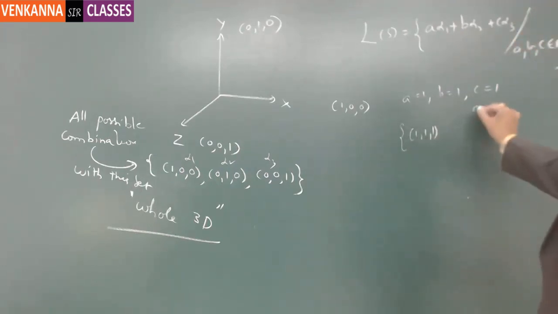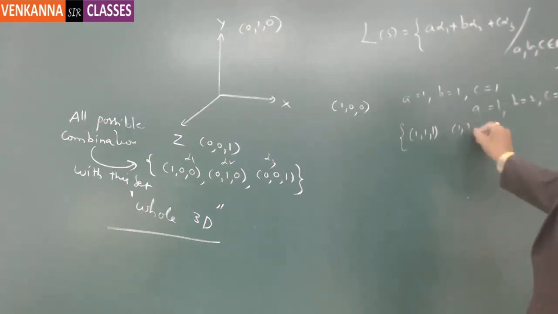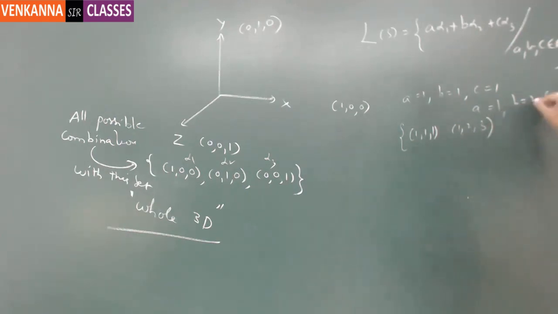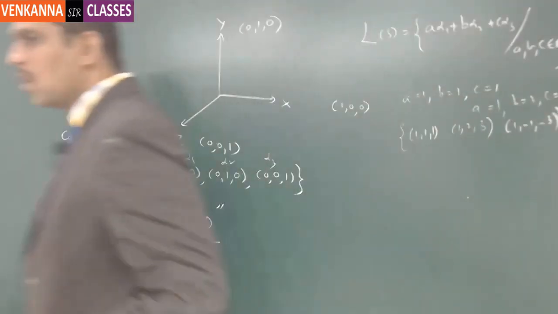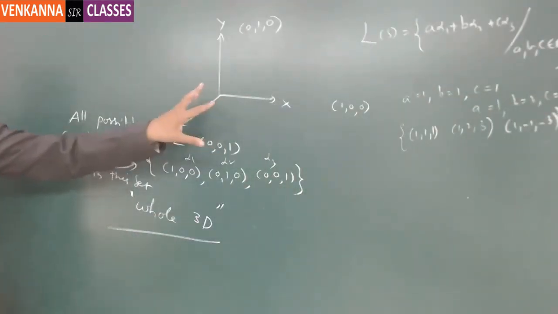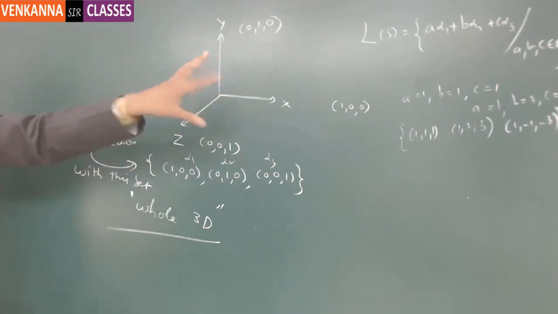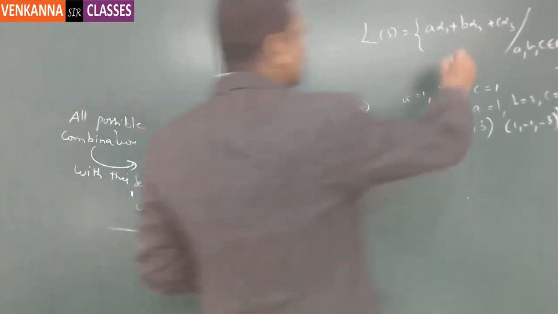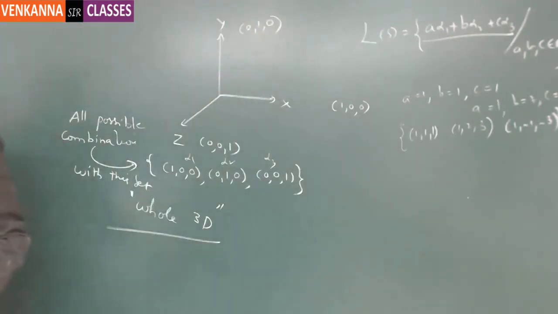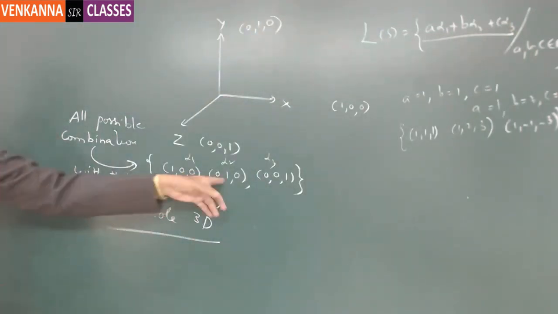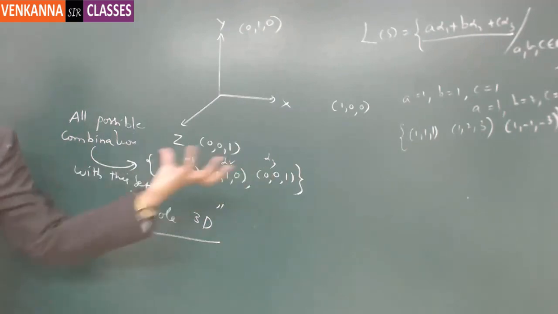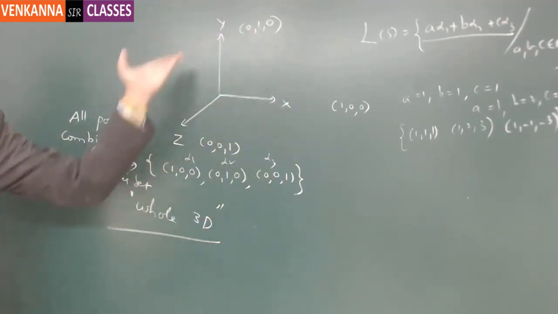Now, if I take A is equal to 1, B is equal to 2, C is equal to 3, I will get the point 1, 2, 3. So, if I take A is equal to 1, B is equal to minus 1, C is equal to minus 3, I will get the point 1, minus 1, minus 3. Now, what happens? Whatever point you take in the whole 3D space, it is typically of this form. So, the set 1, 0, 0, 0, 1, 0, 0, 0, 1 is a spanning set for the 3D space.